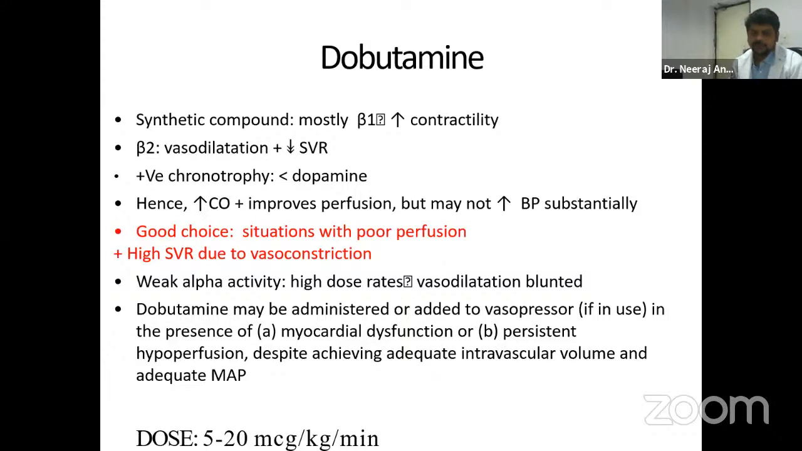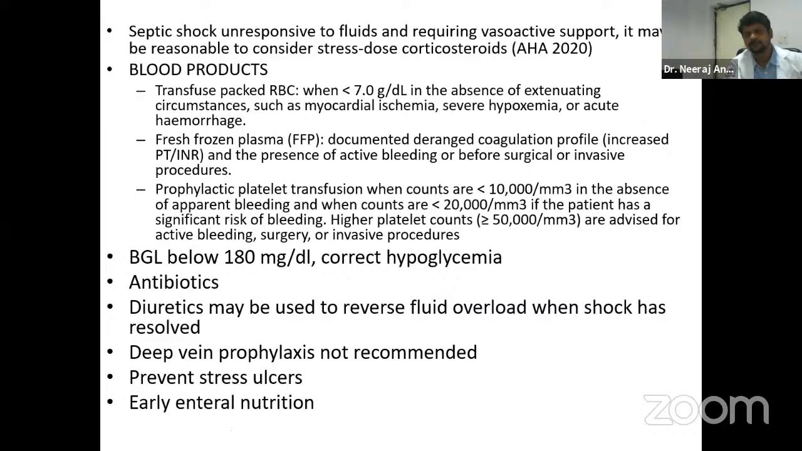It is a good choice drug, especially in situation with poor perfusion and in high systemic vascular resistance due to vasoconstriction. So dobutamine may be administered or added to vasopressors in presence of myocardial dysfunction. So it is especially a preferred agent in case of cardiogenic shock, if there is persistent hypoperfusion despite achieving adequate intravascular volume and adequate mean arterial pressure.